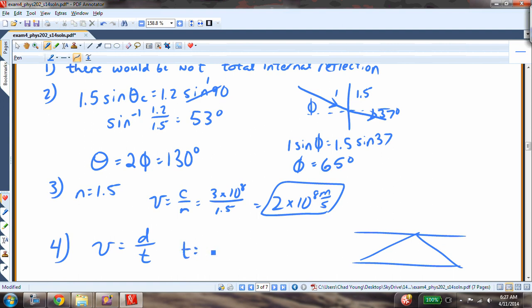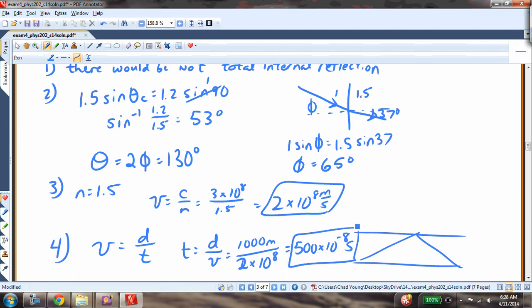Anyway, I calculate my time here, d over v. 1,000 meters over 2 times 10 to the 8th. So it's going to be 500 times 10 to the minus 8 seconds, or however you want to express that in decimal form. Okay. It's not very long.